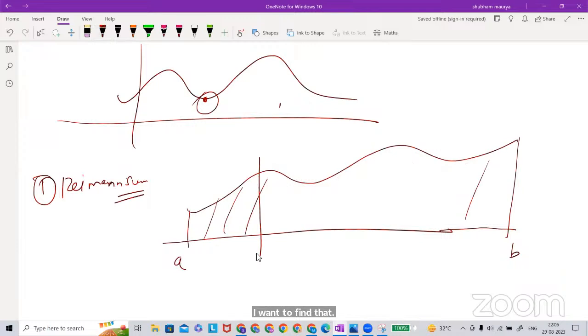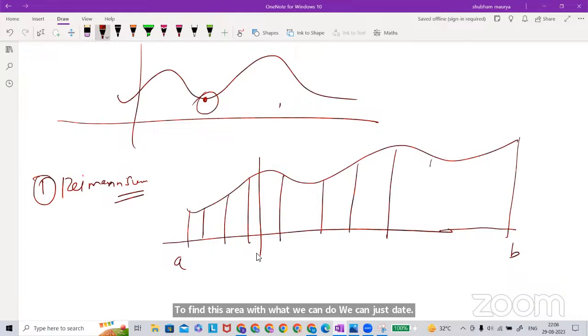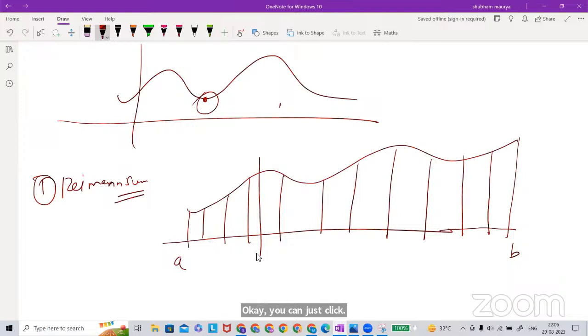So to find this area, what can we do? We can just break it down. See, the problem is this is a curve, so it will be difficult to find this area. So what we can do is make some increments and find this area. This could be easily found, right?